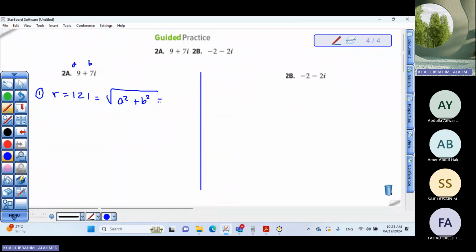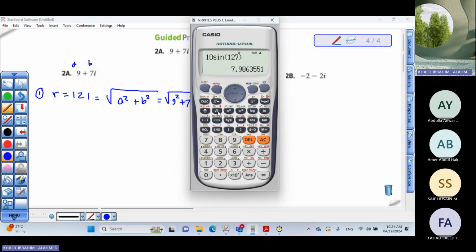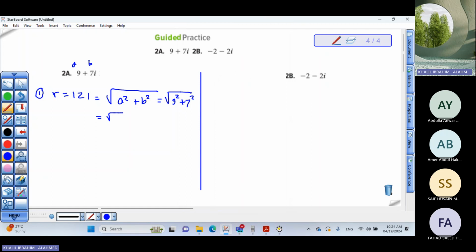This equals 9 squared plus 7 squared. I think you can use a calculator. The answer for 9 squared plus 7 squared is radical 130. Leave it like this. Radical 130, this is R.